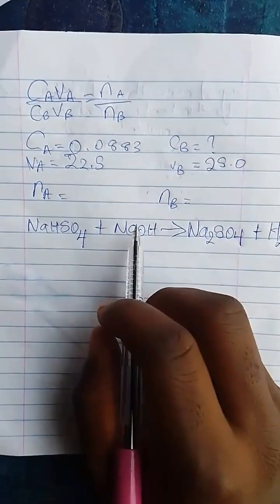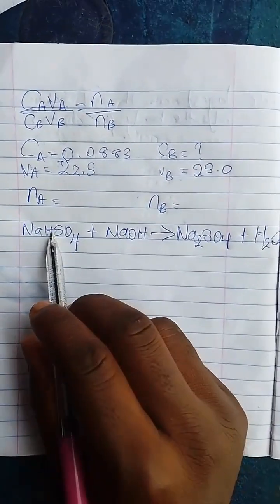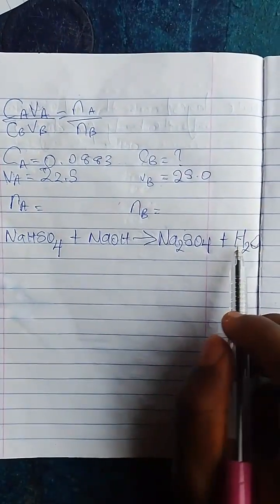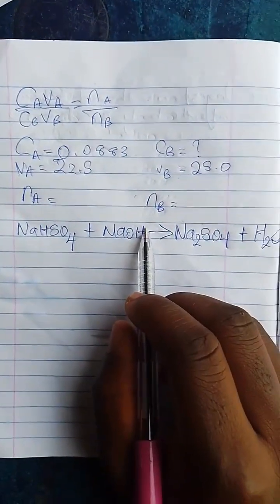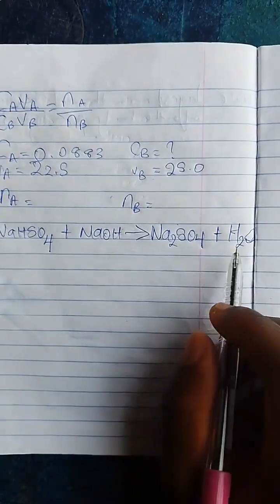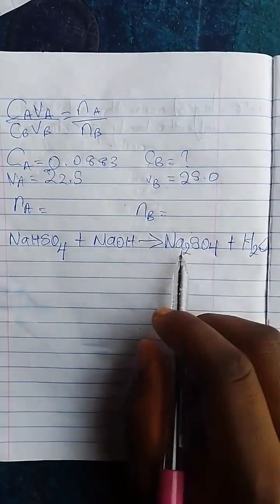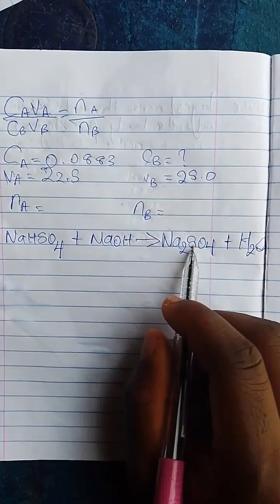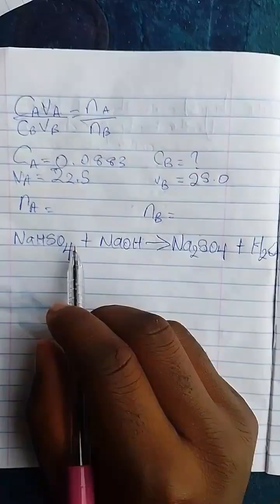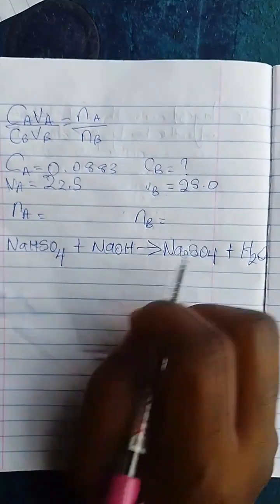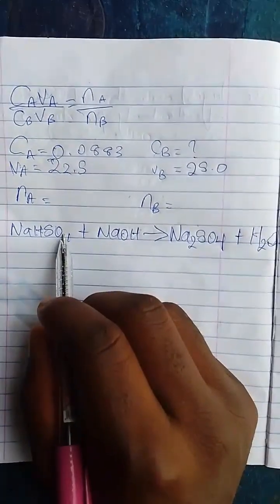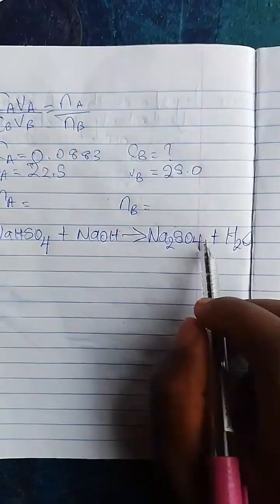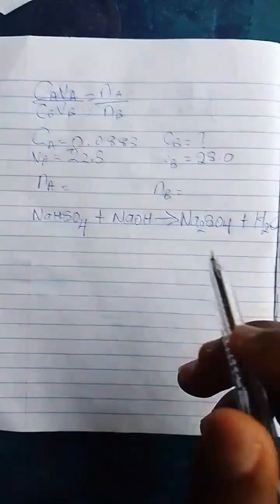2 sodium on both sides. 1 hydrogen plus this one, that is 2 hydrogen on the reactant side. On the product side we have 2 hydrogen. Now sulfur, 1 on each side. Oxygen: 4 plus this one here makes 5, and on the product side 4 plus this one here 5. So the equation is balanced.